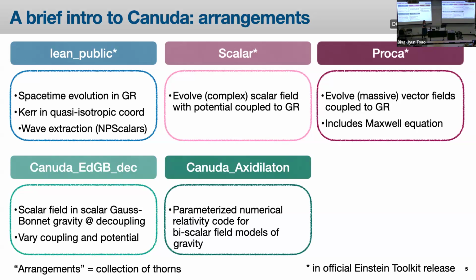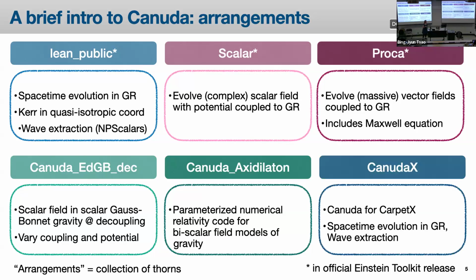Axi-Dilaton is a general two-scalar field model with coupling to higher curvature terms, and actually does include Gauss-Bonnet as well as just two scalar fields, potentially with a mass term, as specific cases. So it's really a parameterized numerical relativity code for two scalars with additional higher curvature corrections.